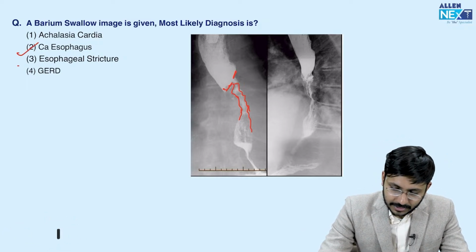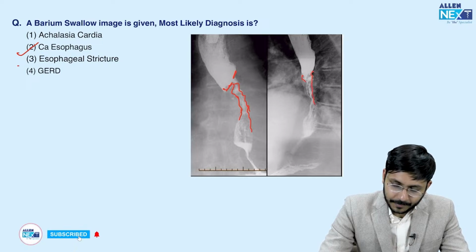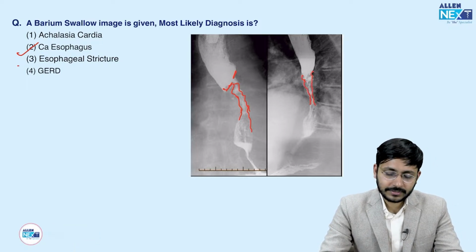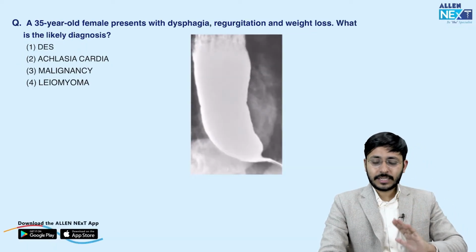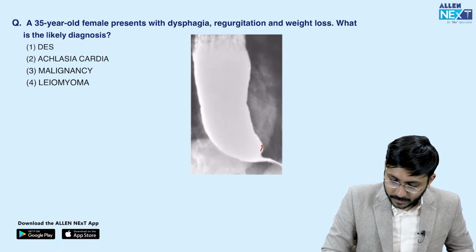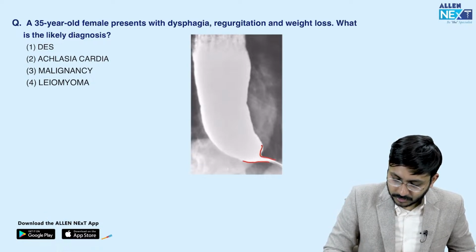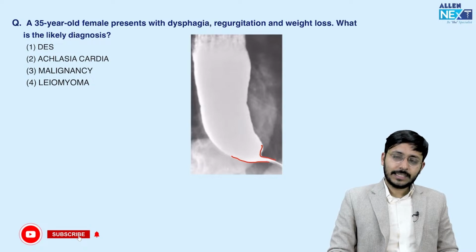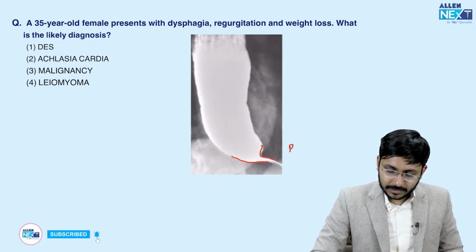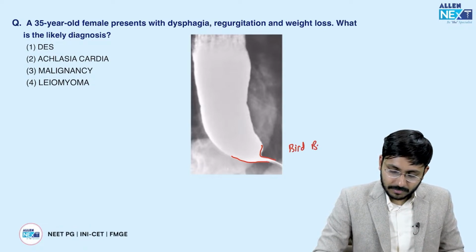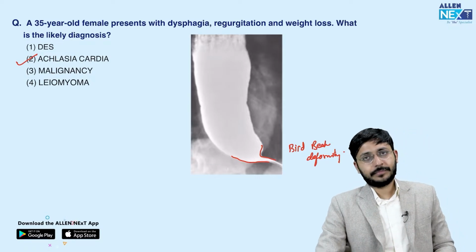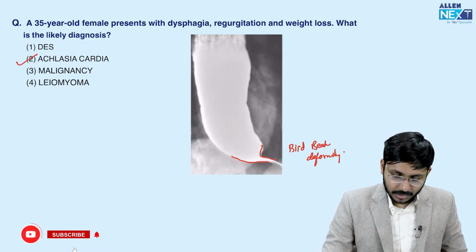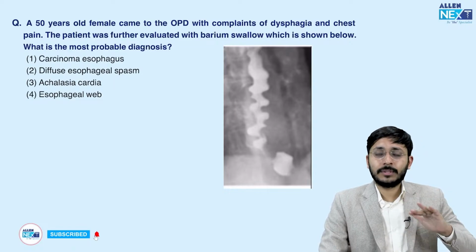Again, this second image shows us this irregularity of the lower end of the esophagus, suggestive of a malignant pathology like a CA esophagus. In contrast, if you see a smooth narrowing of the distal esophagus and the gastroesophageal junction, then that is what a bird beak deformity is known as, and it's suggestive of achalasia cardia. Correct. Now let's move on to the next esophageal pathology.